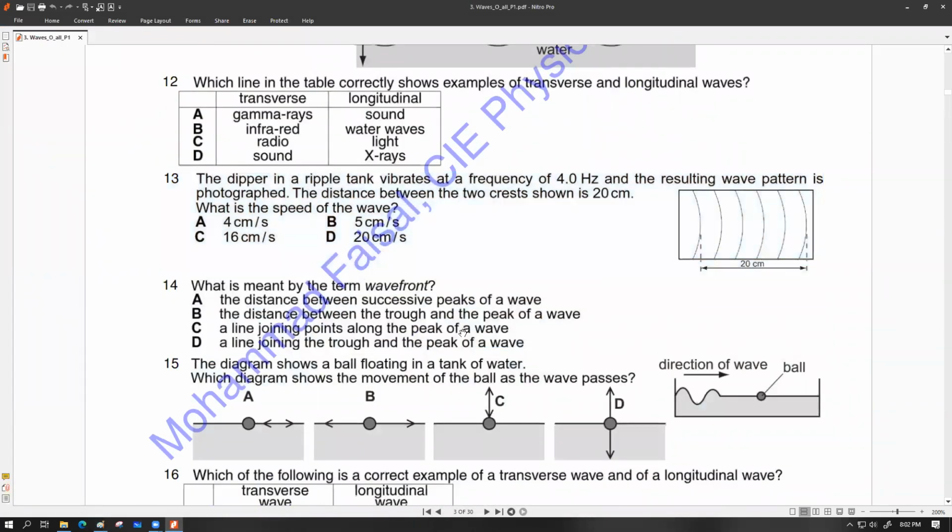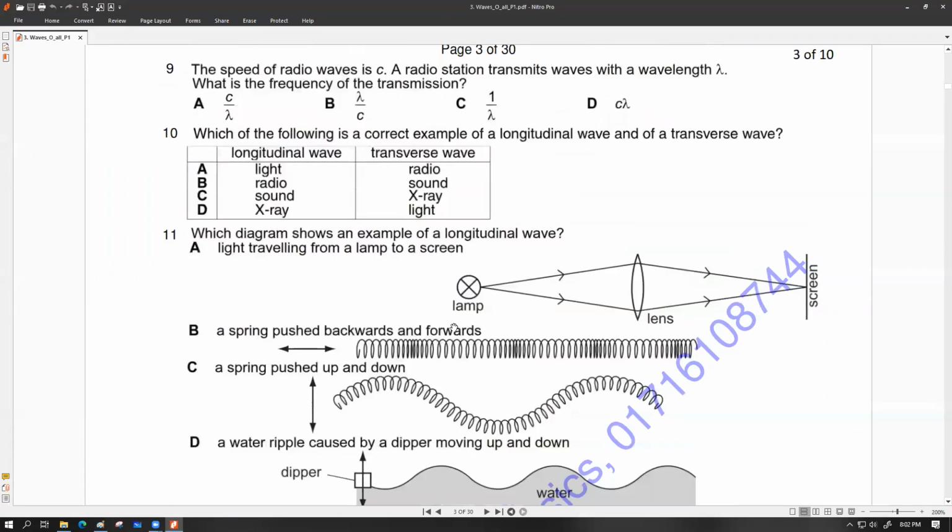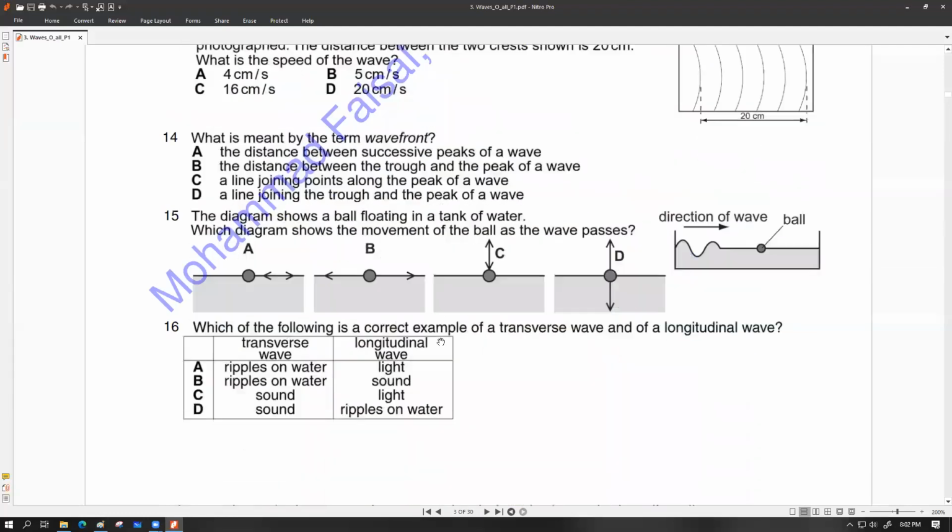14 what is meant by the term wavefront? না 14 না সরি বলো আর কোন প্রবলেম এই পেজে আর কোন প্রবলেম পেজ নাম্বার 3 তে anything else from page number 3?